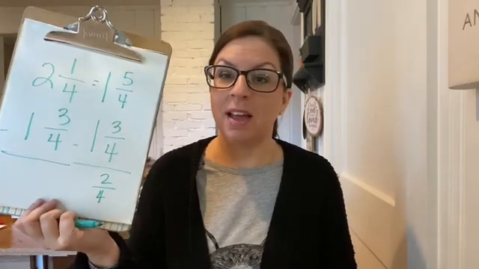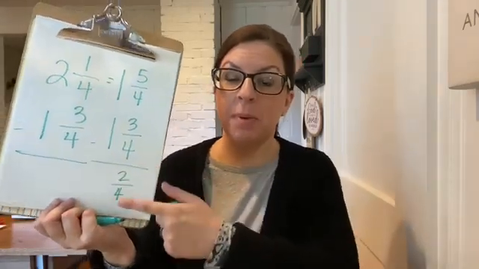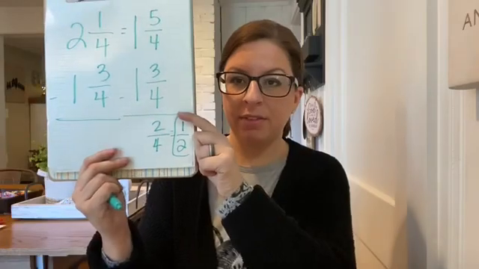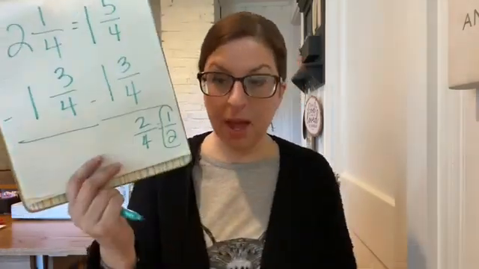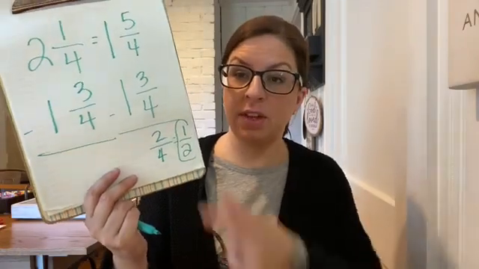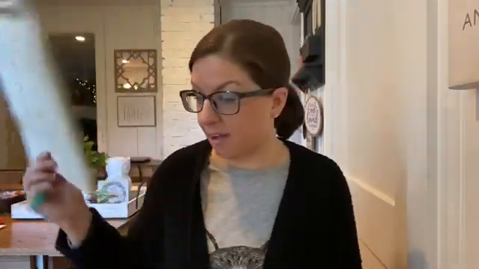No, because I can divide the top and the bottom both by 2. Remember, that's the greatest common factor. And I can reduce it to 1/2. Right? So the answer to 2 1/4 minus 3 1/4 is going to be 1/2. Okay?